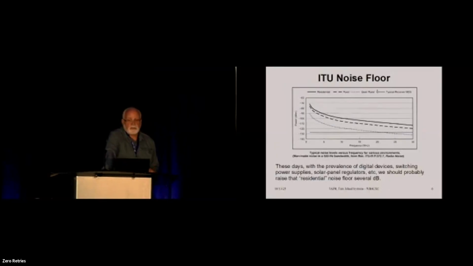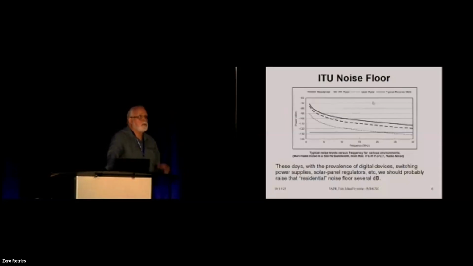But down at the HF region, the background noise, a lot of it's just global lightning strikes, and to some extent, galactic noise. There are three curves here. You probably can't see the fine print, but the one at the bottom with the dotted curve, that's quiet rural. And the one at the top, the solid line, that's residential. And it's probably worse than this chart shows.